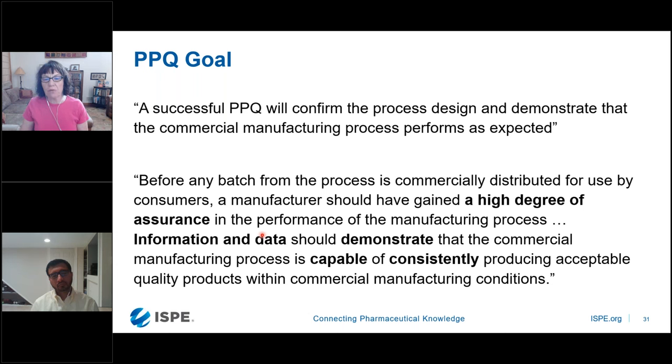They weren't able to confirm the process design demonstrated the commercial manufacturing process performs as expected because they didn't have the data to show that they understood the variability within and between batches, inter and intra. Then moving forward, they didn't have a plan for ongoing demonstration, the data they needed for ongoing demonstration that you'll see in continued process verification, the third stage.